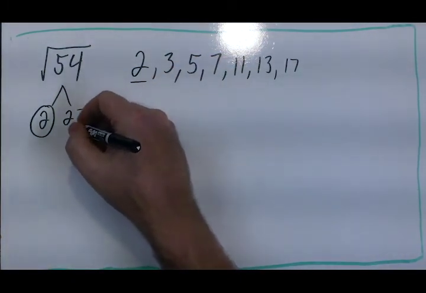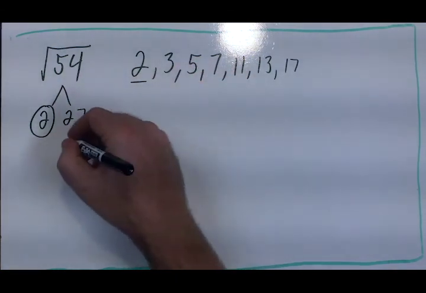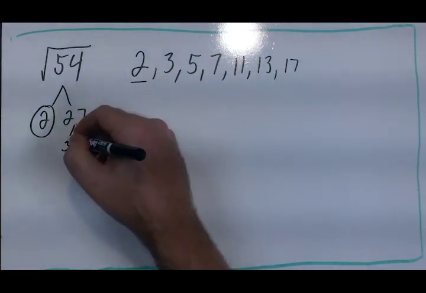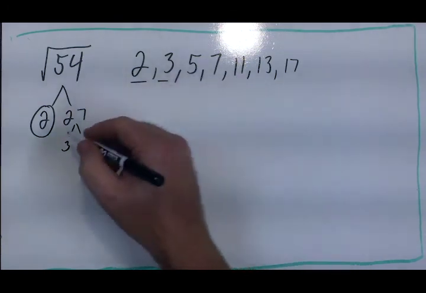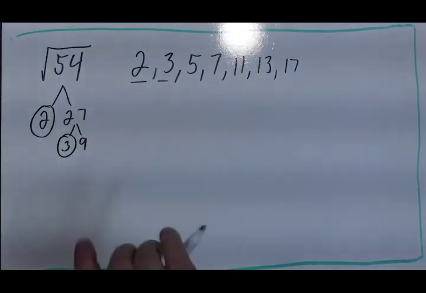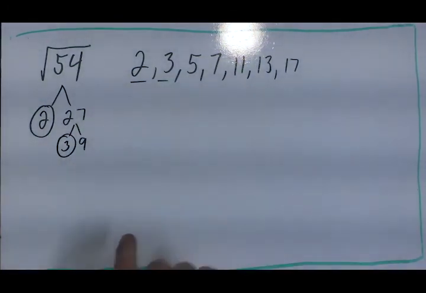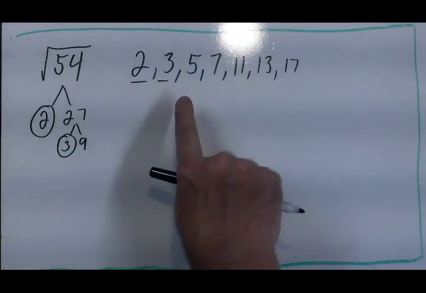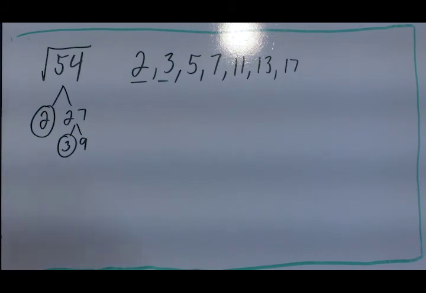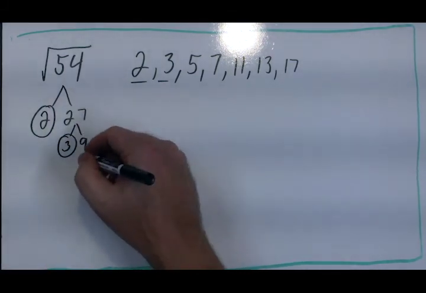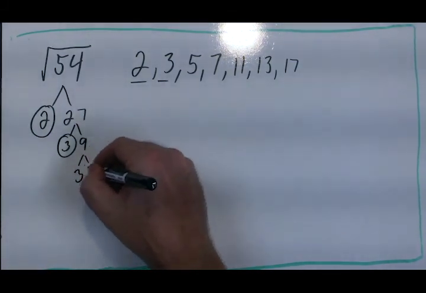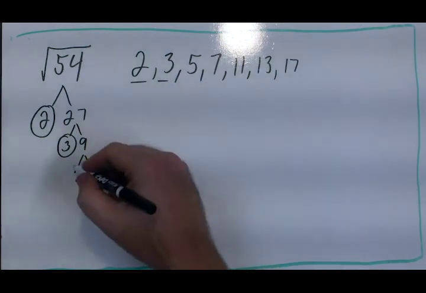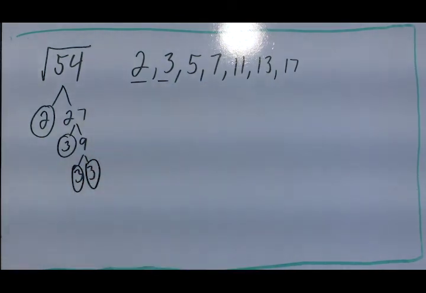So then I would go up. Let me see if I can divide it by 3. Well, I can, because 3 times 9 is 27. 3 is one of my prime numbers, so I'm going to circle it. 9 is not a prime number, so I have to keep breaking it down. What two numbers can I multiply to make 9? Well, 2 times nothing will make 9. 3 times 3 will make 9. And both of those are prime numbers.